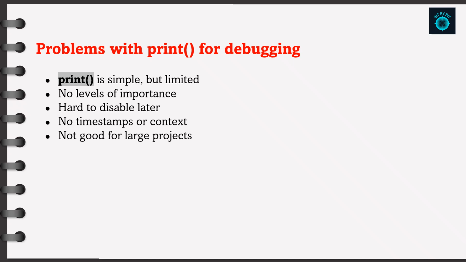Print has no way to show how important a message is. You cannot easily disable or filter messages once the program grows. There are no timestamps, so you cannot know when something happened, and print gives no extra context about the source of the message. This makes it very hard to debug and maintain software at scale. That is why we need logging.